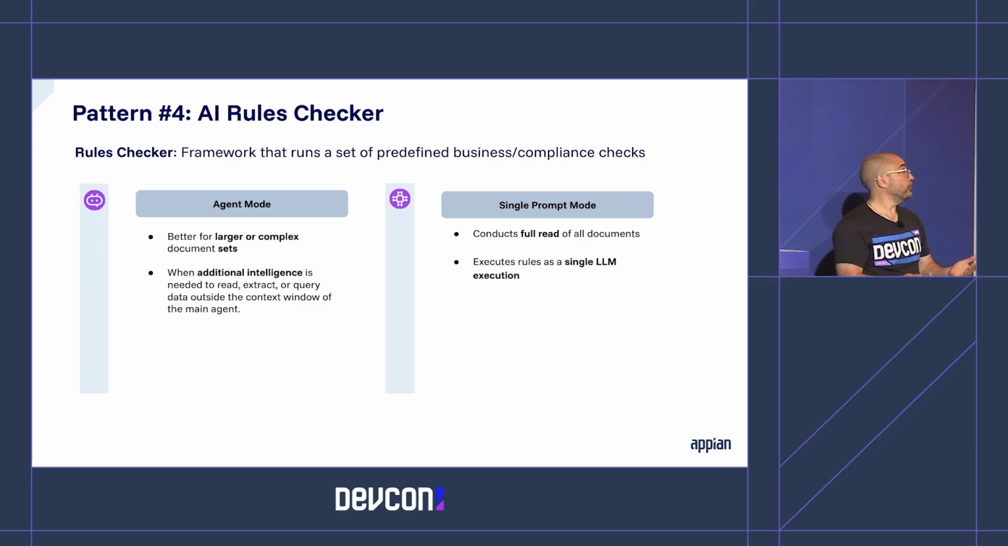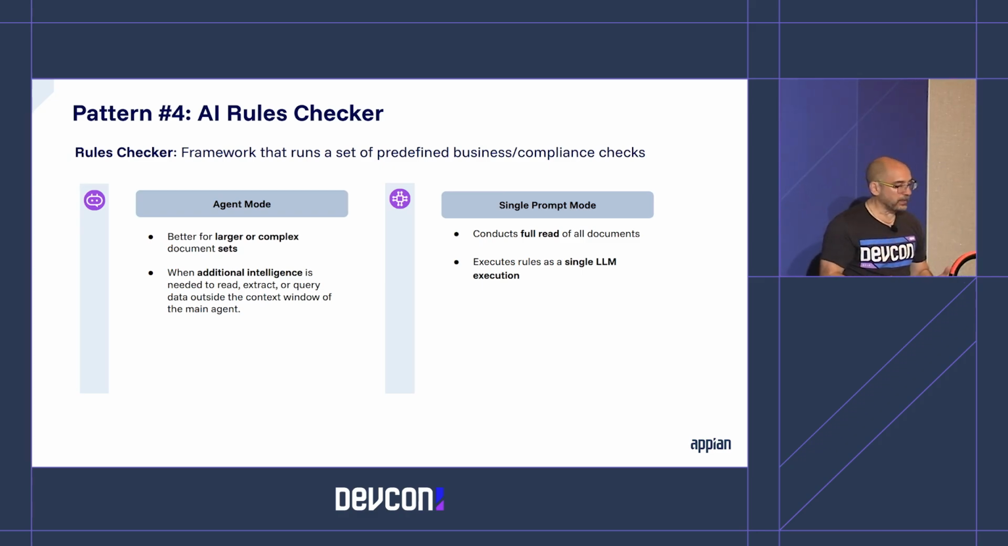When do we want to use the agentic mode? When it's a really complex set of rules and we need some intelligence to decide which rules to apply, and maybe it's a complex set of documents and we are not going to apply all the rules to all the documents. That kind of intelligence to know what to do is what we need the agents for. Okay? So this is another use case that could go either way depending on the complexity.